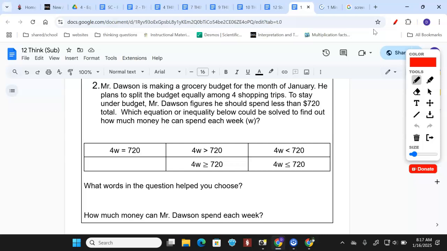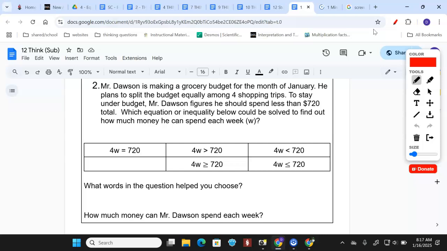Mr. Dawson is making a grocery budget for the month of January. He plans to split the monthly budget equally among 4 shopping trips. To stay under budget, Mr. Dawson figures he should spend less than $720 total. Which equation or inequality below could be solved to find out how much money he can spend each week?